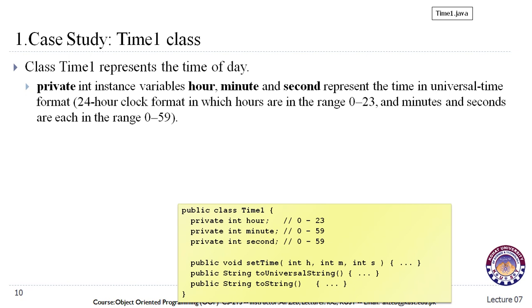So private instance variables hour, minute and second represent the time in a universal time format, that is the 24-hour clock format, in which hours are in the range 0 to 23 and minutes and seconds are each in the range 0 to 59. Public methods are setTime, toUniversalString and toString.